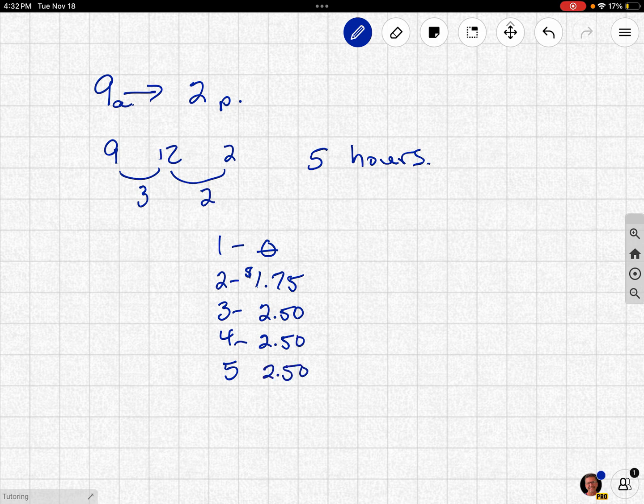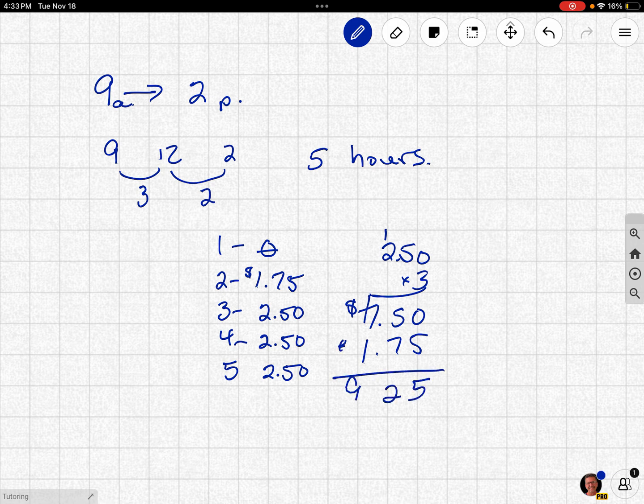And so what I'm going to do to solve this is I'm going to do $2.50 times 3 first, instead of adding those all together. $7.50 for those 3 hours. And then all I have to do is add the $1.75. And I've got $9.25.